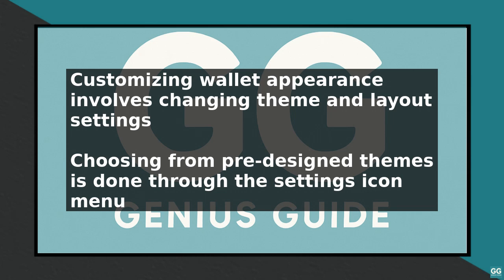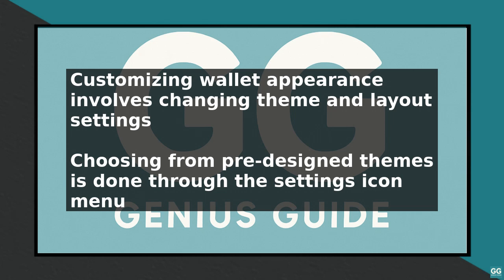In addition to customizing your wallet's appearance and managing your accounts, you can also customize your notification settings. The Phantom Wallet allows you to receive notifications for various events, such as transactions and account updates. To customize your notification settings, click on the Settings icon in the top right corner of the wallet interface and select Notifications. Here you can choose which types of notifications you want to receive and how you want to receive them.